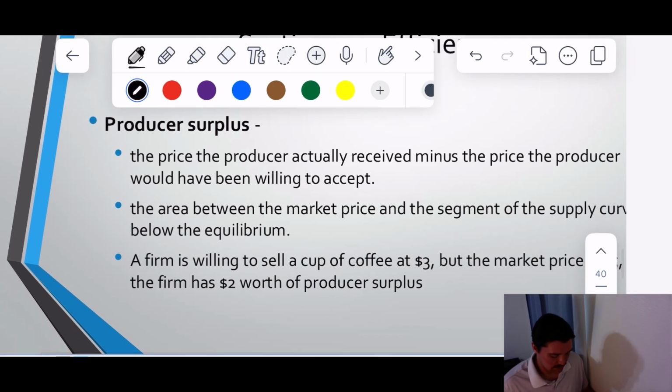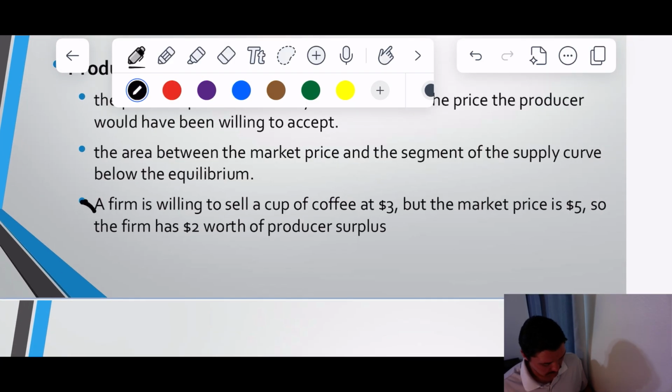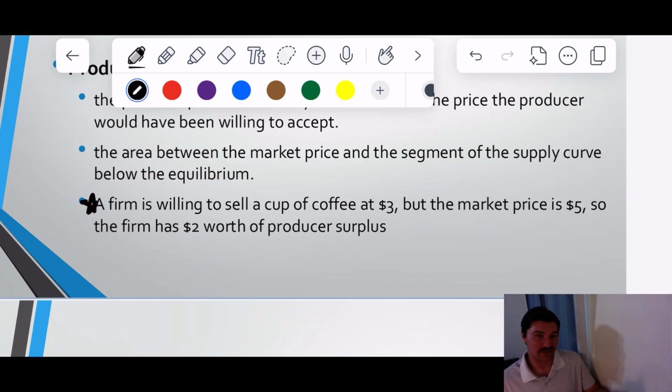Now, producer surplus is the same idea, but it's looking at the willingness to sell. So it is the price the producer is actually receiving minus the price the producer would actually be willing to accept. So going back to the coffee example, right? A firm is willing to sell a coffee for $3. The market price is at 5. So if they're willing to sell for 3, but they can actually sell at 5, they gain an extra $2. This is $2 worth of producer surplus.